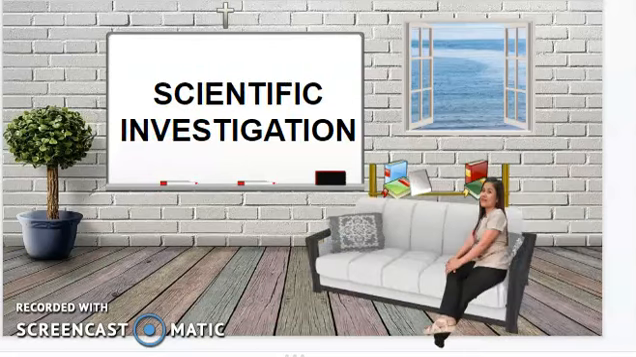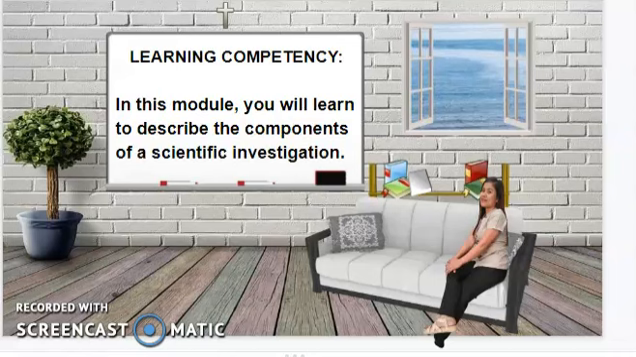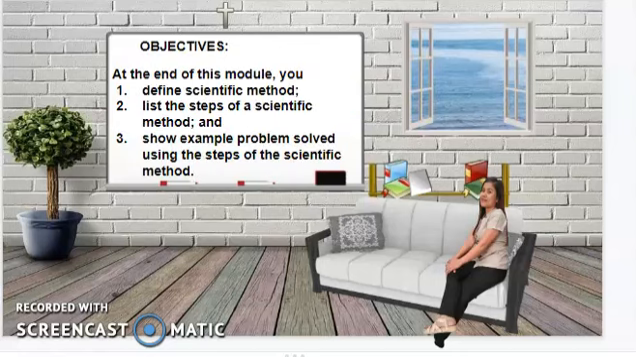So today our lesson is all about scientific investigation. So in this module, you will learn to describe the components of a scientific investigation. The objectives are: define scientific method, list the steps of a scientific method, and show example problems solved using the steps of the scientific method.